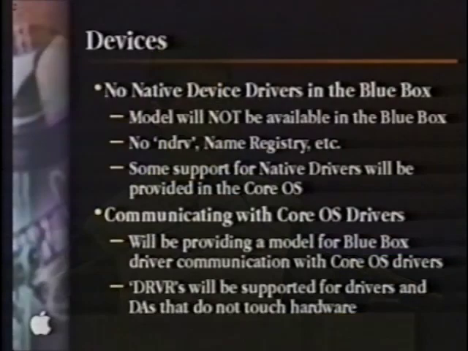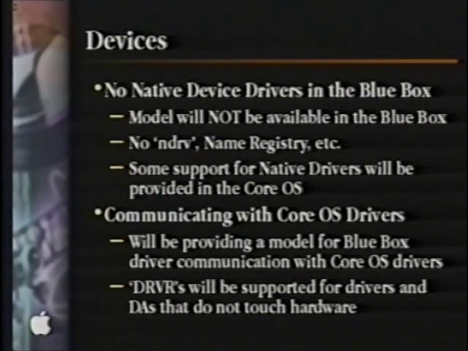Devices. This is the hardest part about the Blue Box, because the devices are what are touching hardware. So no native device drivers. Those NVRVs, those DRVRs, drivers in general tend to touch hardware. We're not going to even be providing the native device driver model because there's no point. You can't access the hardware. So that means no name registry, no NVRVs loading.